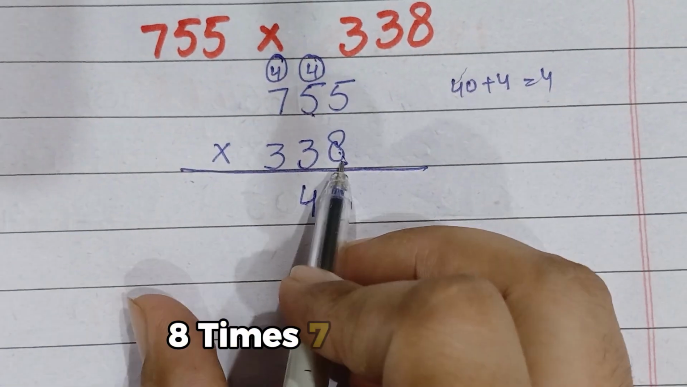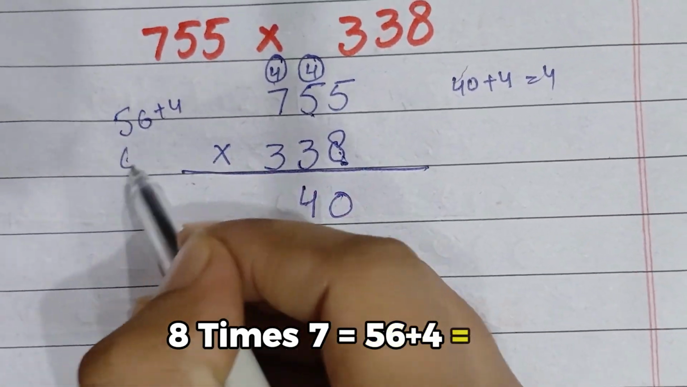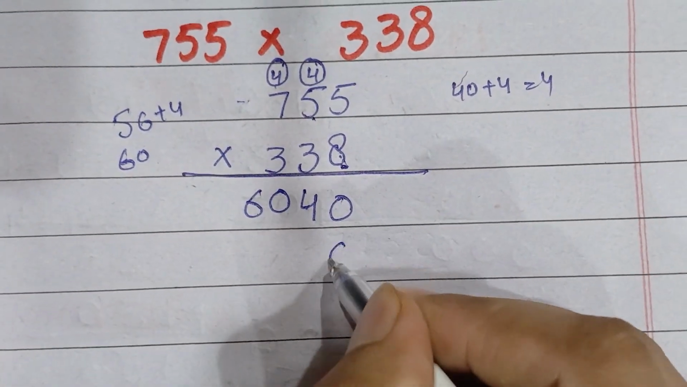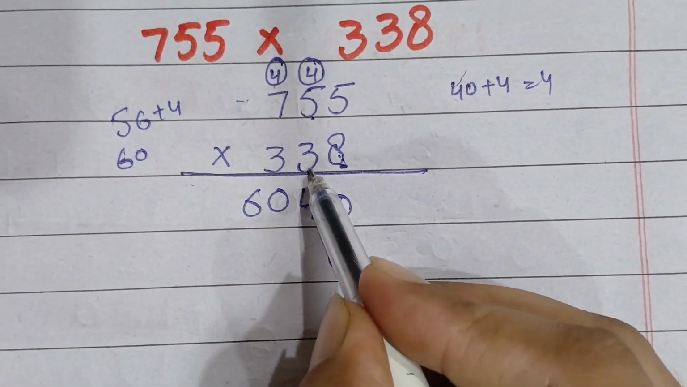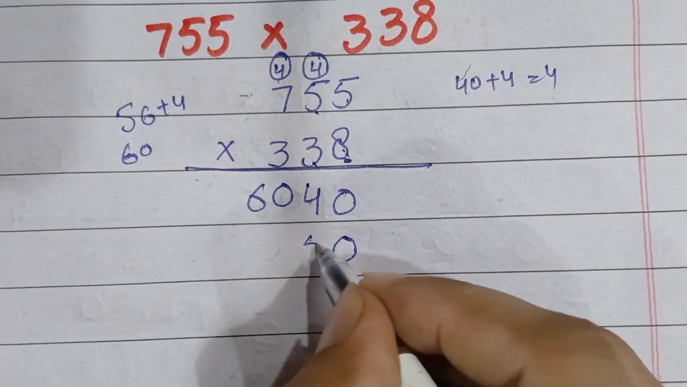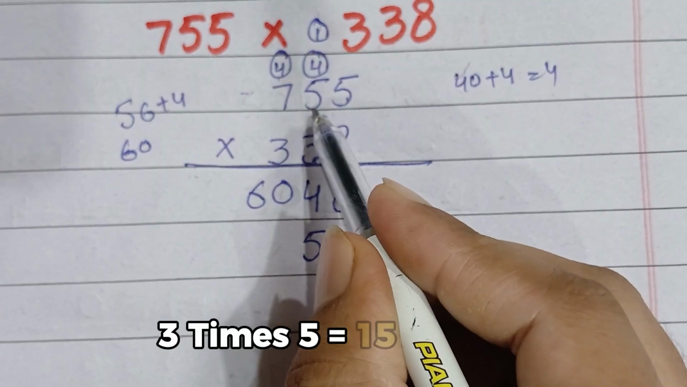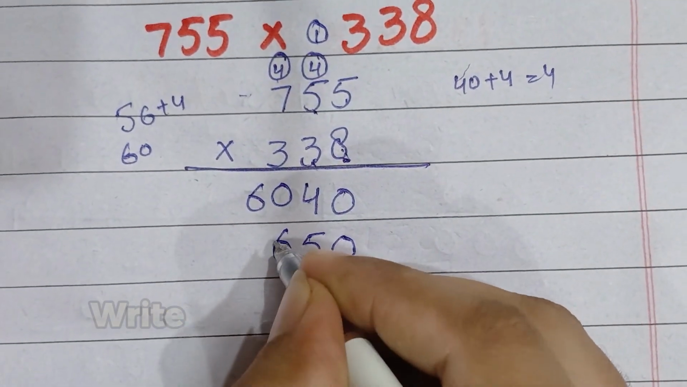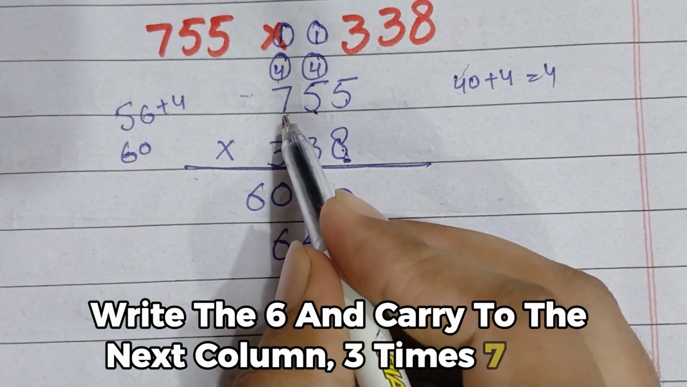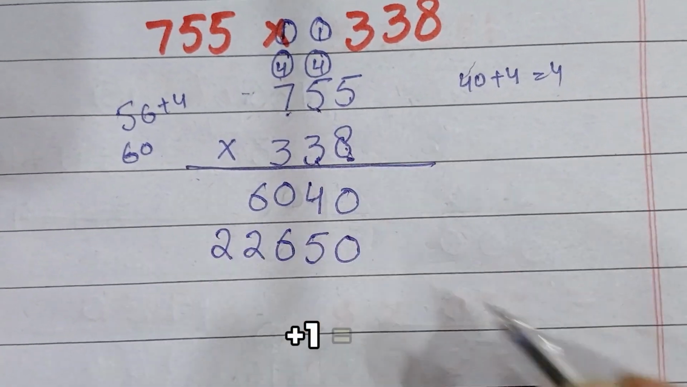And 8 times 7 is 56, add the 4, 56 plus 4 becomes 60. Now write the 60 because we don't have any other digit for the multiplication. Now add the 0 at the ones place, multiply the digit 3 present at the tens place. 3 times 5 is 15, write the 5 and carry the 1. 3 times 5 is 15 plus 1 is 16, write the 6 and carry to the next column. 3 times 7 is 21, then add the 1 which becomes 22 and write it fully.